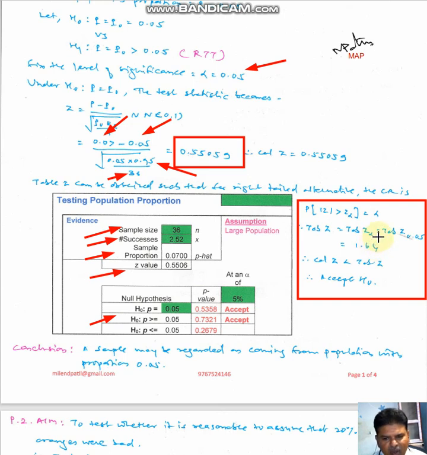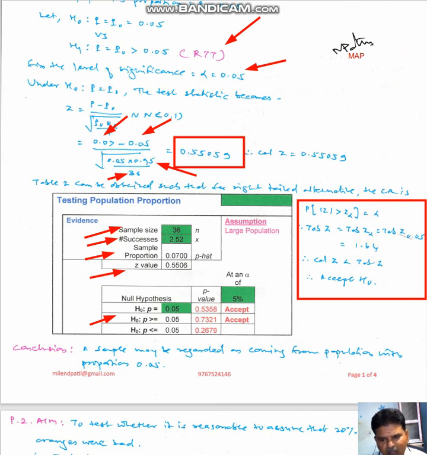In this case, I am not taking this value as alpha by 2. Why? Because it is not a two-tailed test. Since it is a right-tailed test, as mentioned here, only alpha is taken. And what is the value of alpha? Alpha is 0.05, and this value comes out to be 1.64.